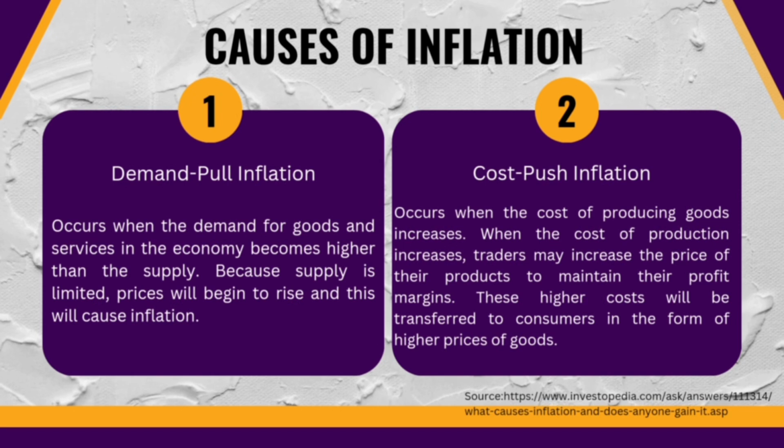Causes of inflation. First, demand pull inflation occurs when the demand for goods and services in the economy becomes higher than the supply. Because supply is limited, prices will begin to rise and this will cause inflation. Second, cost push inflation. When the cost of producing goods increases, firms may increase the price of their products to maintain their profit margins. This higher cost will be transferred to consumers in the form of higher prices of goods.